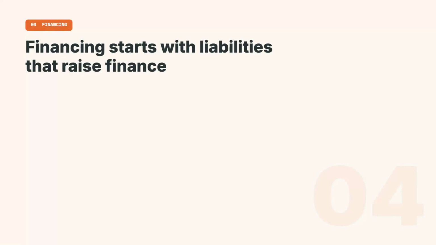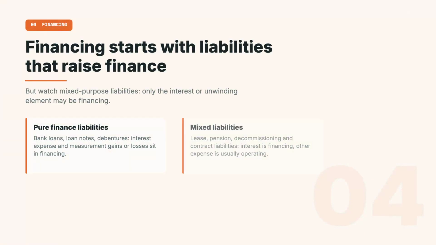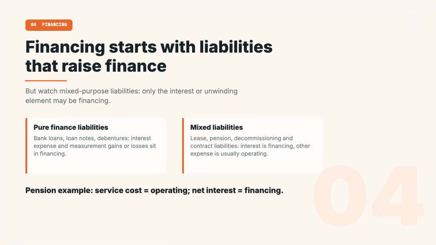The financing category is about income and expenses from liabilities used to raise finance. This includes bank loans, loan notes, debentures, and similar funding liabilities. Interest expense, fair value gains or losses on relevant financial liabilities, and dividends on shares classified as liabilities can be financing items. But some liabilities do more than raise finance.